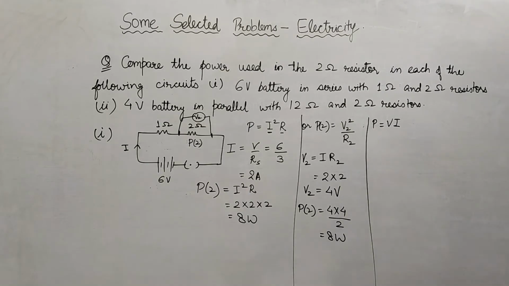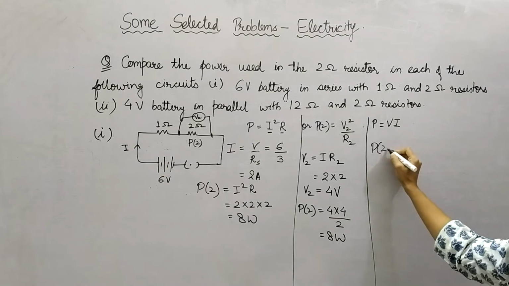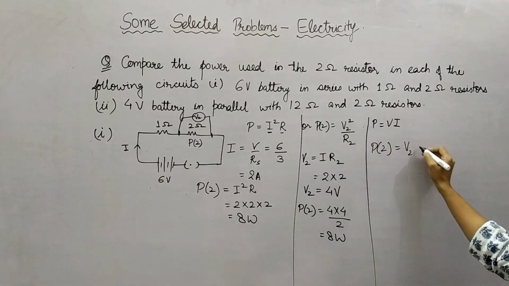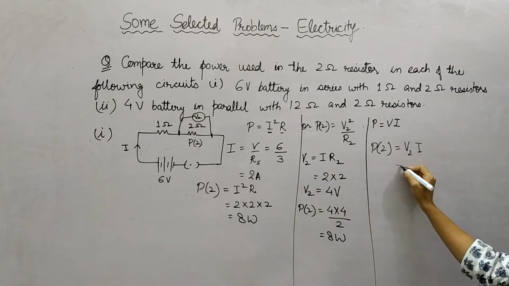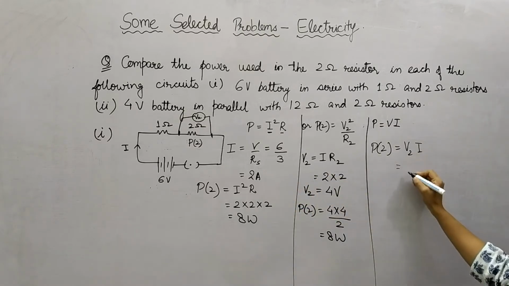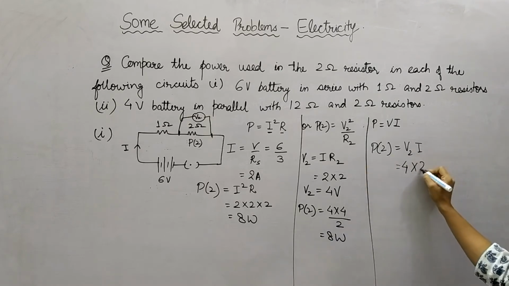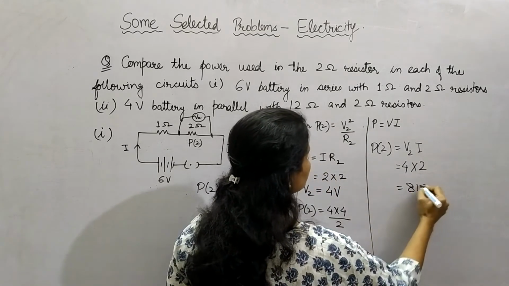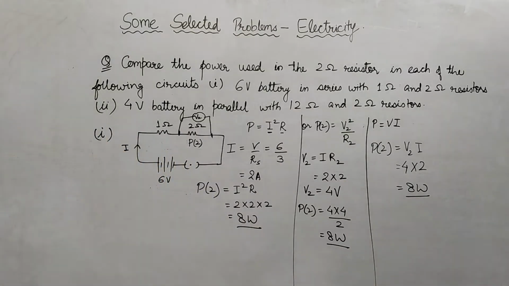Using the third formula, P is equal to VI. When I have to find out the power at 2 ohm resistor, I should use the value of V2, and I, as it is a series combination, it is having the same value for the whole circuit again. So V2 की value हमने पहले वाले part में इधर निकाल के देखी थी, it was 4 volt. I is 2 ampere, so that gives me a product of 8 watt. So you see that whichever formula you use, you get the same result of power which is dissipated at 2 ohm.